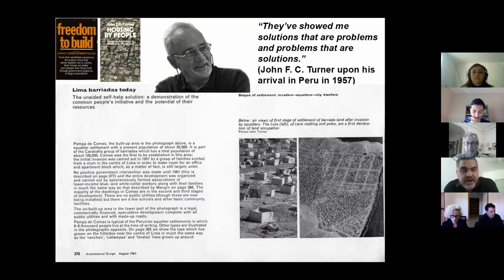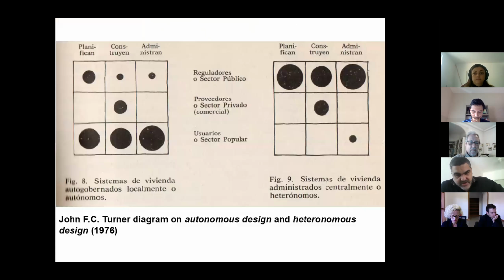So he's talking about the barriadas, the favelas of Lima. He studied in the late 50s and 60s, where he found this self-help solution demonstrating the common people's initiative and the potential of their resources. And he finishes that publishing a lot of books, one of them in 76, where he talked about autonomous design and heteronomous design. He defends that the users or the popular sector should be able to participate with the public sector, with the public government, in planning, in building, and in managing these spaces.